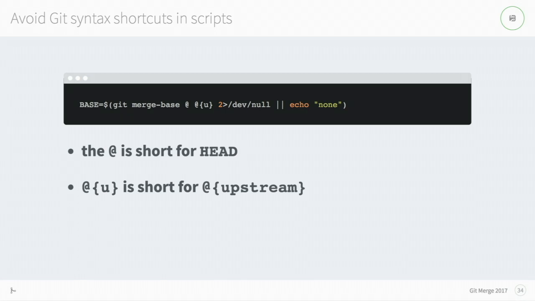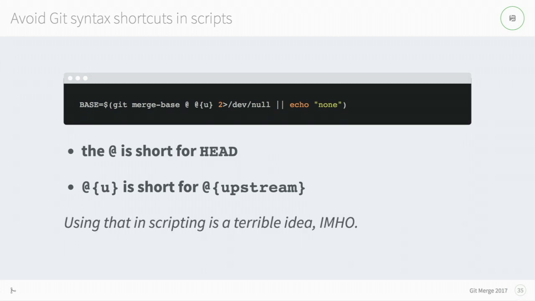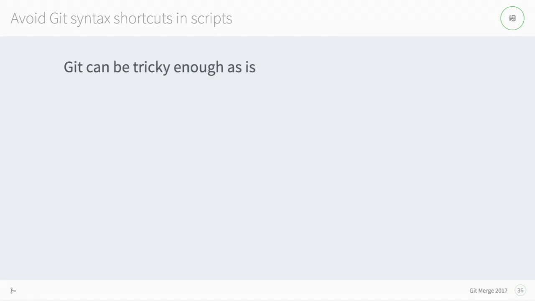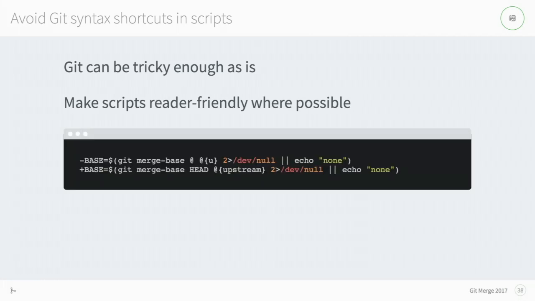But another opinion expressed by a different maintainer: using this in scripting is a horrible idea. Don't use this kind of shorthand, which is really nice. Maybe if you want to save a few keystrokes on the command line, but if it's in a script, use the long form of option switches and so forth. Git, as we all know, can be tricky enough as is, right? So there's no reason to just make it even harder. Make scripts reader friendly where possible. And again, this advice is coming from people who work on Git on a daily basis too, and so they're finding it a little cryptic at points. This is actually a diff taken from a pull request that updated that particular line in whatever script that was to make it somewhat more readable. And that's definitely a practice I would recommend sticking to.